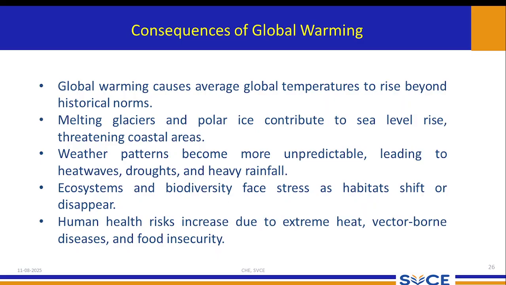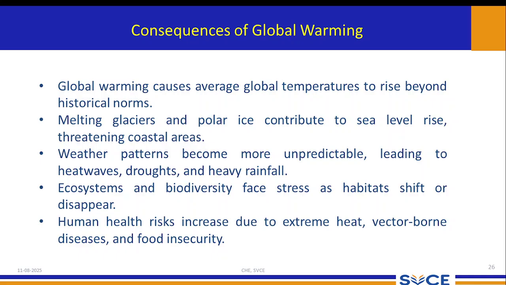Consequences of global warming. Global warming causes average global temperature to rise beyond the historical norms. Almost the temperature has been increasing 1.8 degrees Celsius every year. Just imagine. Ten years back, 35 was found to be very hot. Now they say 45 is a normal temperature.